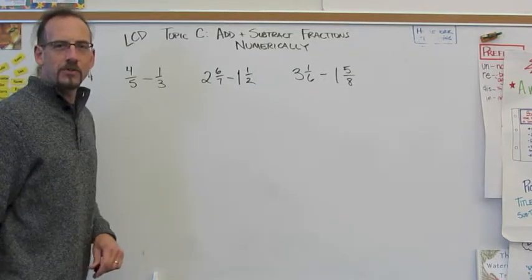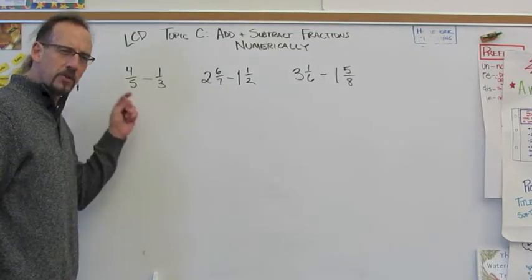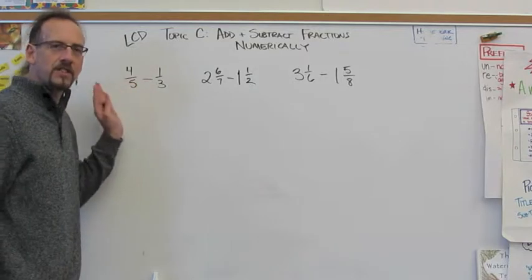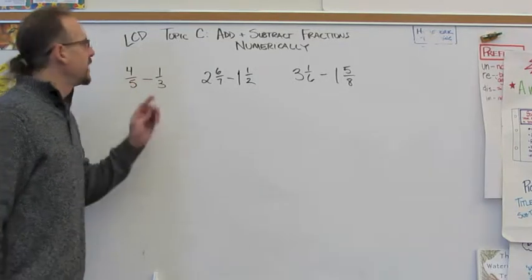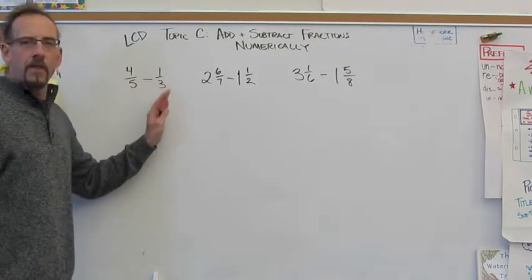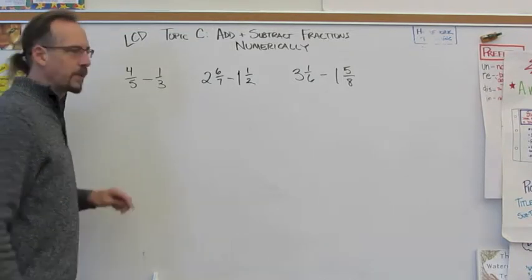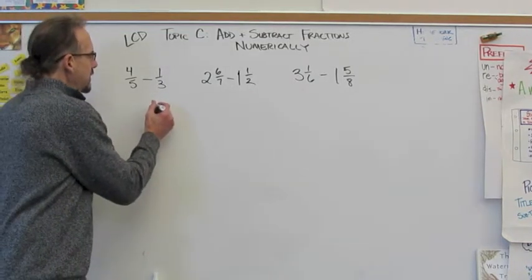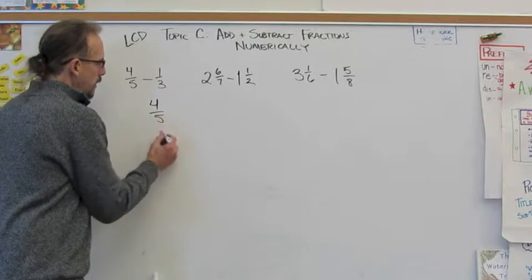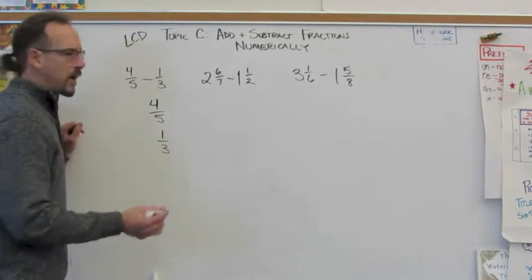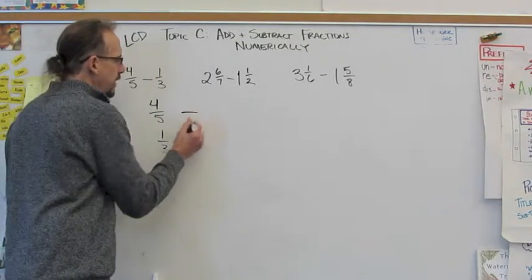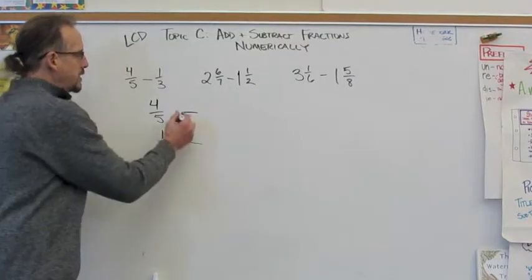So I would encourage you to help your children to always make sure that they pay attention to what it says, maybe even say the problem in their head. 4/5 minus 1/3. It'll help them to connect to what the signs say. So again, we're writing them vertically just like we would any subtraction problem that we didn't know the answer to in our heads. And we would find a common denominator.